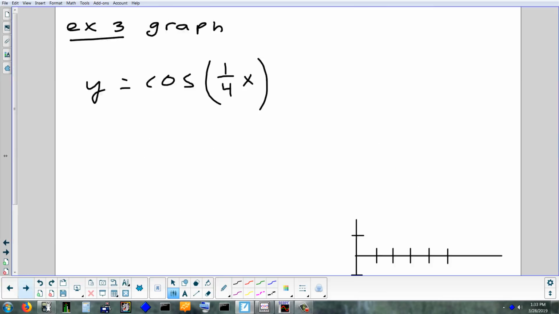Okay, let's look at this one. Same transformation as last time. I see multiplication. Where is it? Inside parentheses next to x. So we just talked about which ones stayed the same. It's the y's. But now we're doing cosine. Can someone tell me what my y's are for cosine? 1, 0, -1, 0. Yep, 1, 0, -1, 0, 1.